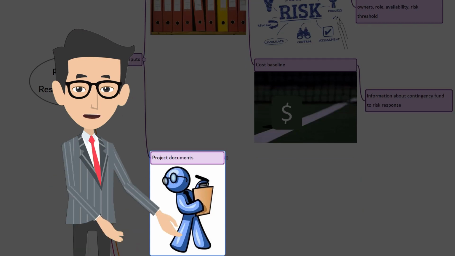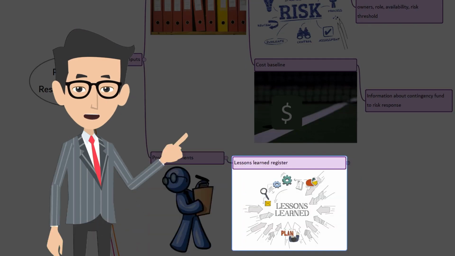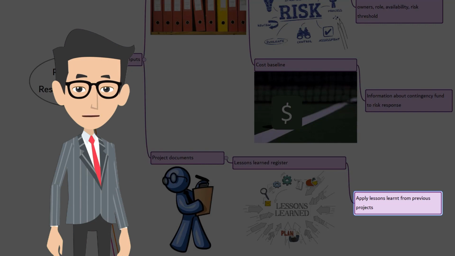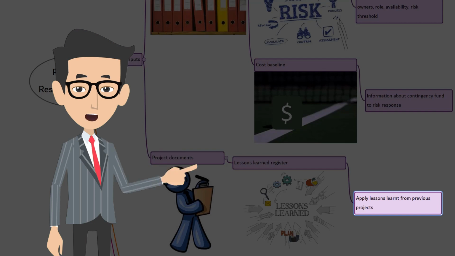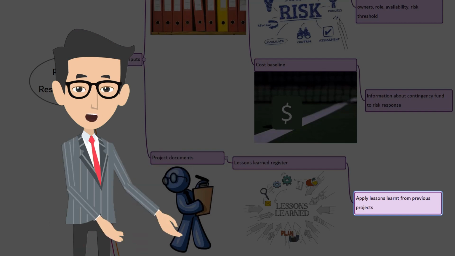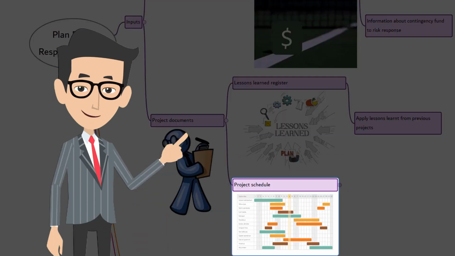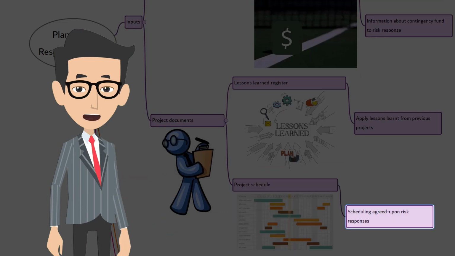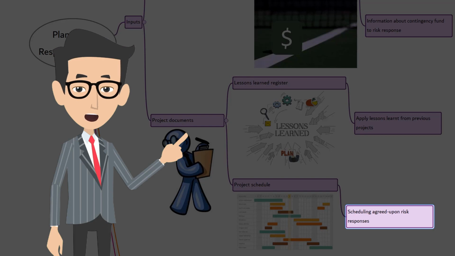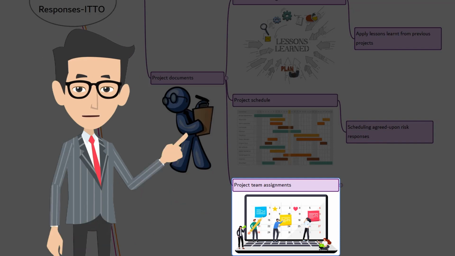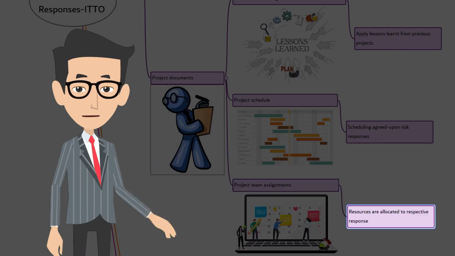The next one is project documents. Lessons learned register. Lessons learned regarding effective risk responses used in earlier projects are reviewed to determine if similar responses might be useful in this project. Project schedule. The schedule is used to determine how agreed upon risk responses will be scheduled along with other project activities. Project team assignments. Project team assignments can show the resources that can be allocated to agreed upon risk responses.